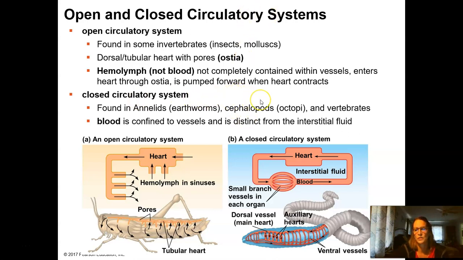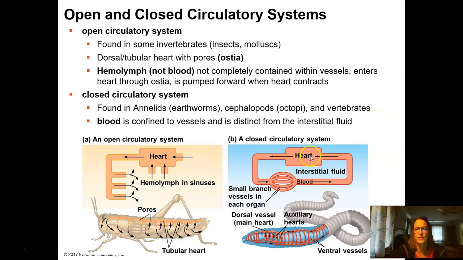The closed circulatory system is what we're most familiar with and what we're going to spend the rest of the time on. But it's not just vertebrates who have closed circulatory systems. In a closed circulatory system, the blood is entirely enclosed within vessels the whole time. It's found in earthworms, in cephalopods like octopi and squid, and in vertebrates. Again, the closed circulatory system has blood and not hemolymph, and it's confined to vessels.